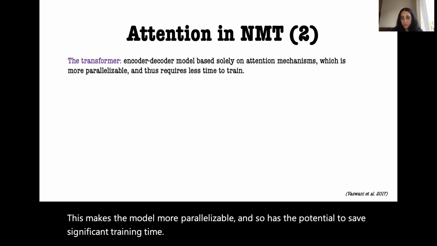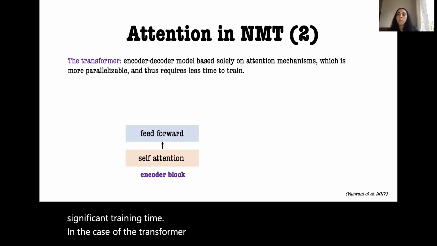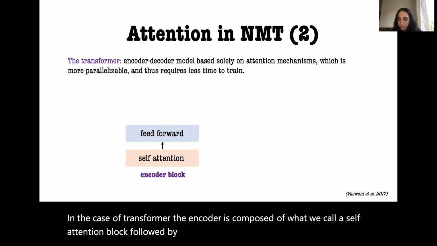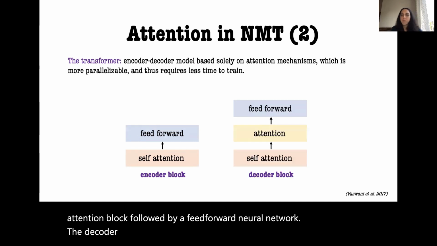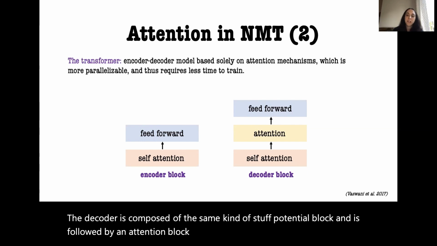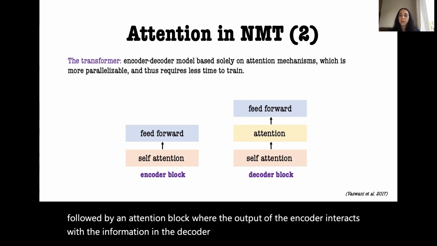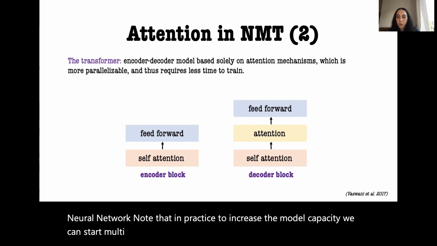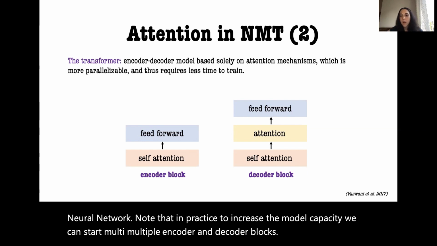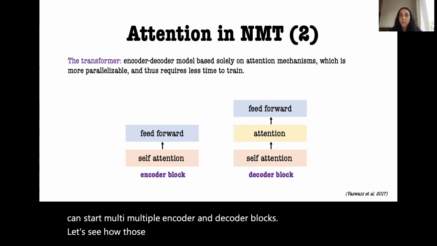In the case of the transformer, the encoder is composed of what we call a self-attention block followed by a feed-forward neural network. The decoder is composed of the same kind of self-attention block and is followed by an attention block where the output of the encoder interacts with the information in the decoder. And finally, we have a feed-forward neural network. Note that in practice, to increase the model capacity, we can stack multiple encoder and decoder blocks. Now let's see how those self-attention and attention operations look like.